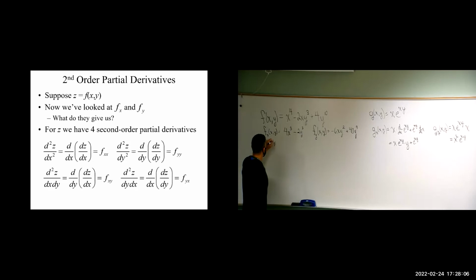Now the order is not important when it's the same letter, but when we do f sub xy, that means we do f sub x first and then y. So the order here tells us the order we're taking the partials in. There's only one term in terms of x. It's just 12x squared. We're done. That's it, because the derivative of 2y cubed with respect to x is 0.